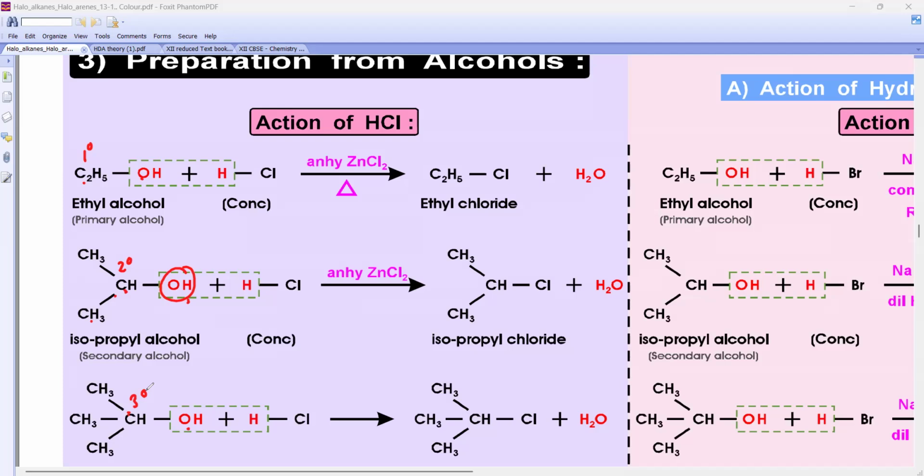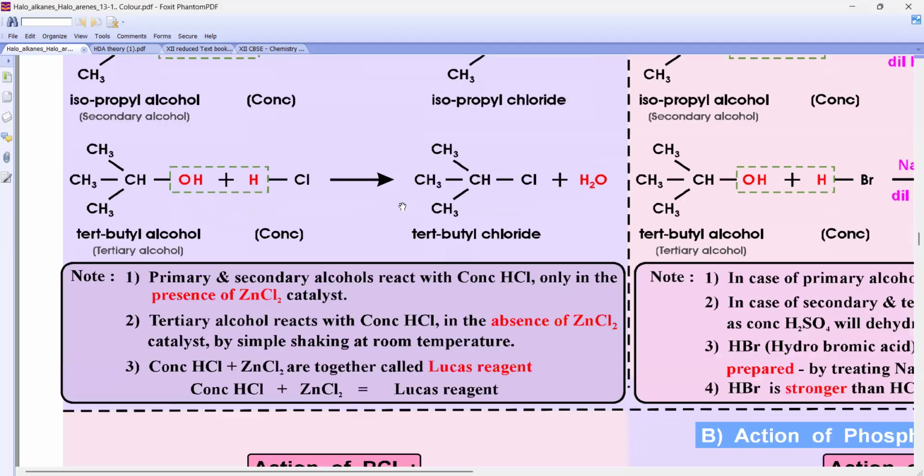Anyway, now what reagent do we use for this? I have given you three test tubes. In one there is primary, in one there is secondary, and in one there is tertiary. In all these three, you are going to add Lucas reagent. What is Lucas reagent? Anhydrous zinc chloride and concentrated HCl. These two are known as Lucas reagent. Wait, beta, look here, it is given here. Concentrated HCl and ZnCl2 are called Lucas reagent.